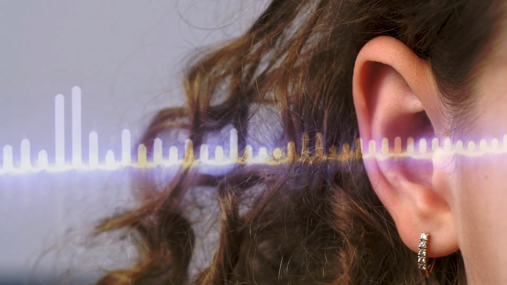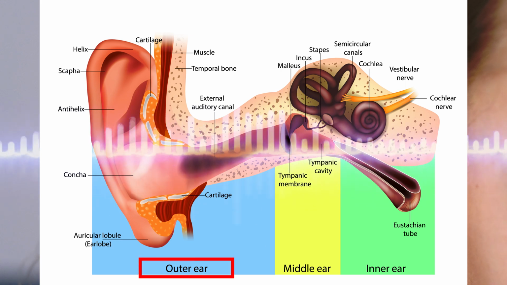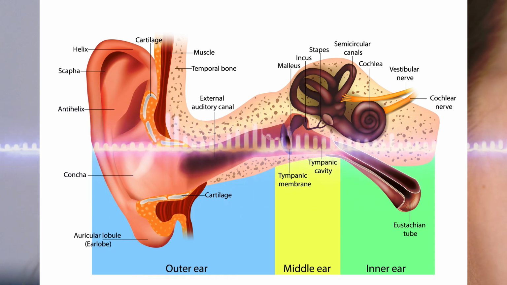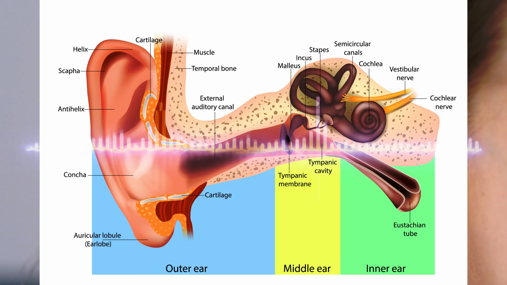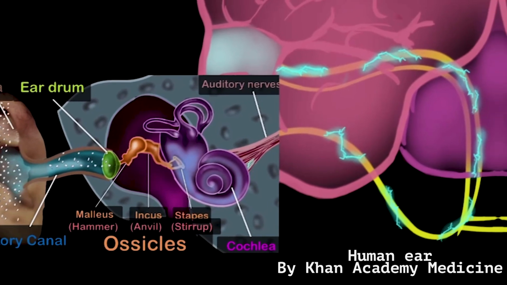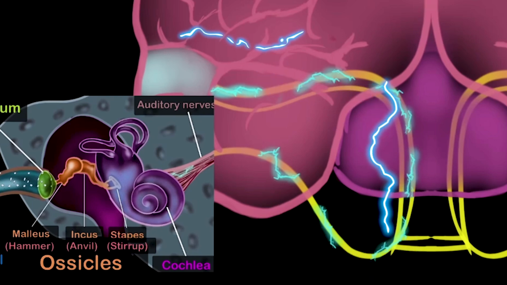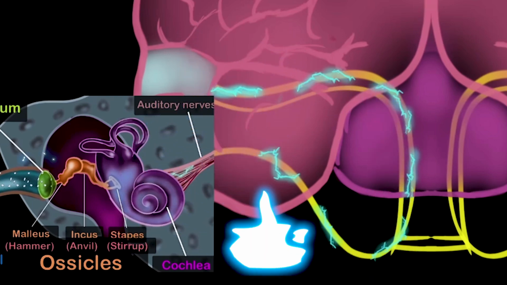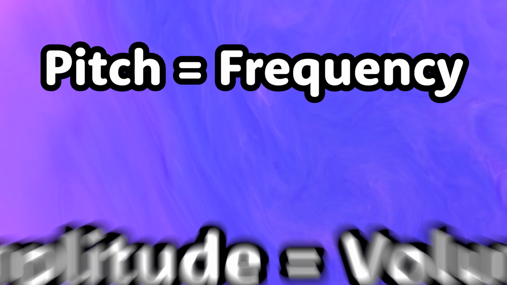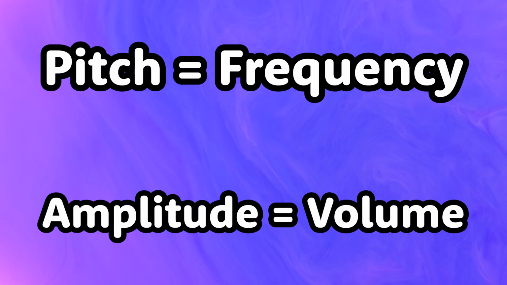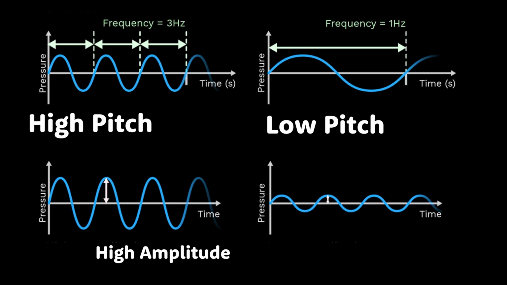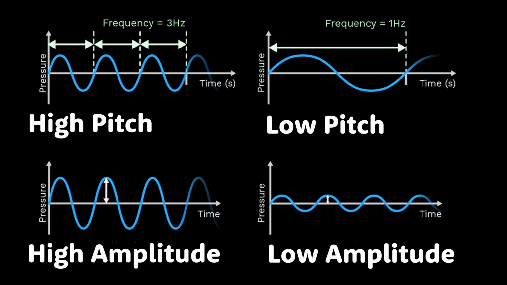Our ears detect these sound waves. The outer ear collects the waves and directs them to the middle ear. The middle ear amplifies the vibrations and passes them to the inner ear as pressure waves. In the inner ear, the pressure waves are translated into electrical signals by hair cells in the cochlea. The electrical signals travel through the auditory nerve to the brain. The brain processes these signals, interpreting them as the sound we perceive. Different frequencies (pitch) and amplitudes (volume) of the waves are interpreted as different aspects of sound. That is the whole process of how sound is generated and perceived.